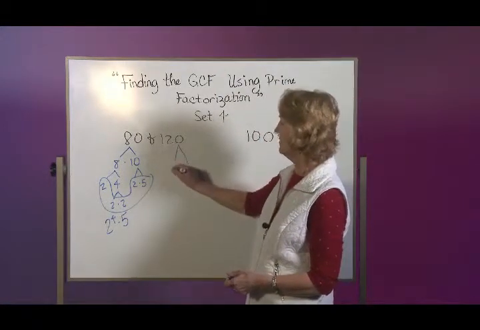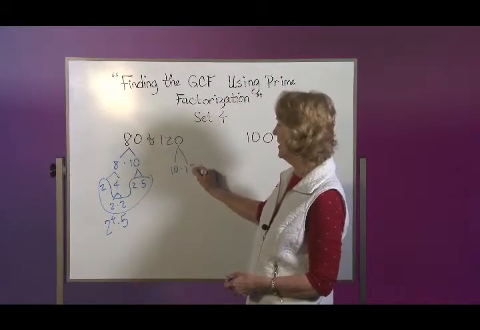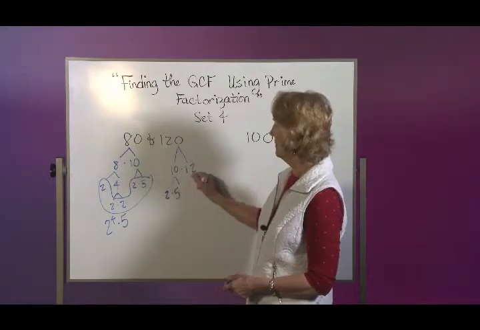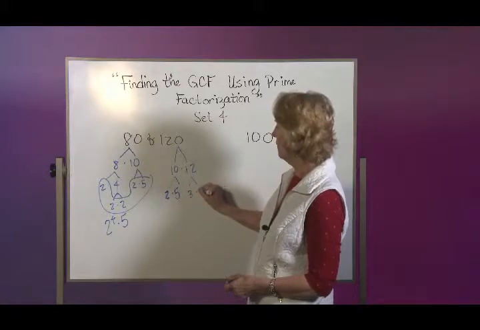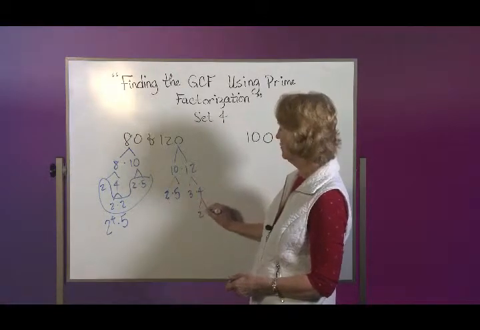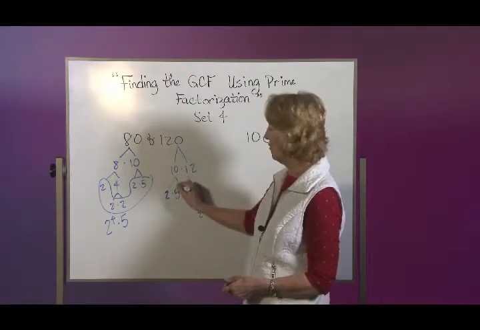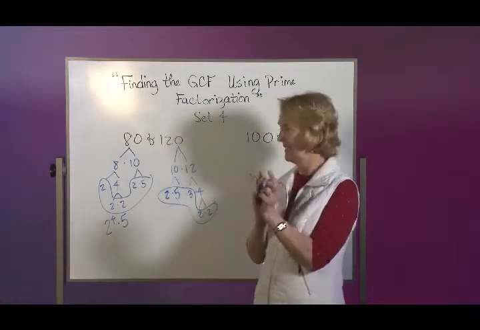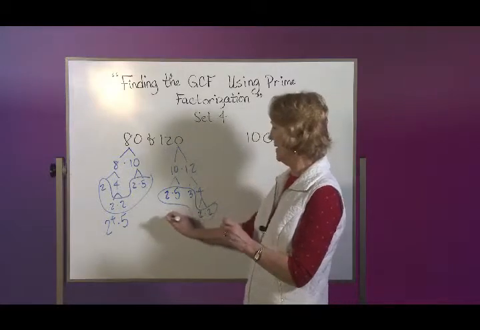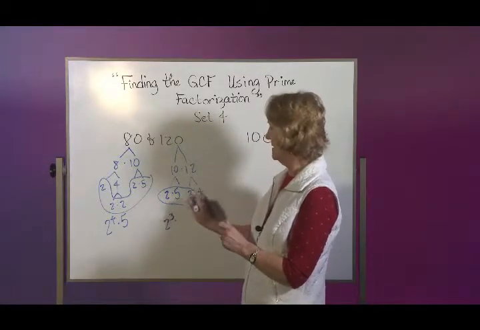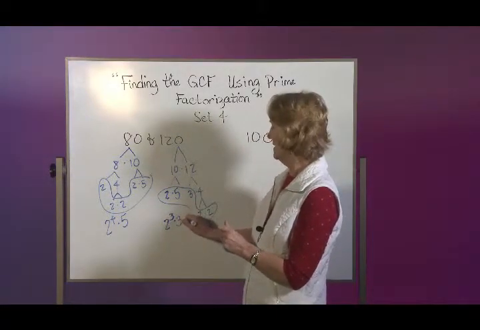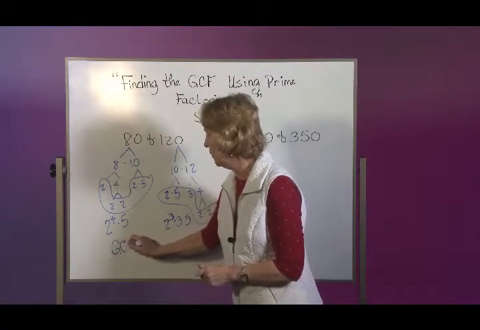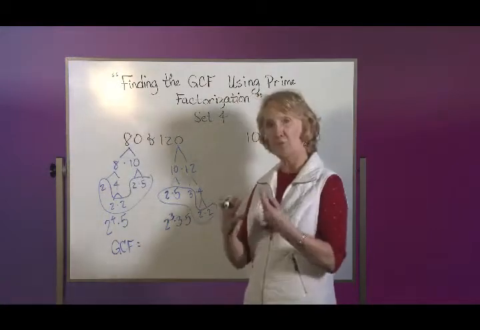120 we can break down to 10 times 12. 10 is 2 times 5. 12 is 3 times 4, but 4 breaks down into 2 times 2. We gather all the prime factors, and so then you put that down, 2 to the 3rd power times 3 times 5. The greatest common factor will be what can fit into each of them.